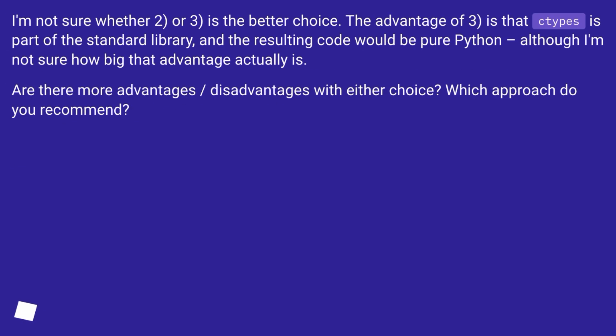I'm not sure whether 2 or 3 is the better choice. The advantage of 3 is that ctypes is part of the standard library, and the resulting code would be pure Python, although I'm not sure how big that advantage actually is. Are there more advantages or disadvantages with either choice? Which approach do you recommend?